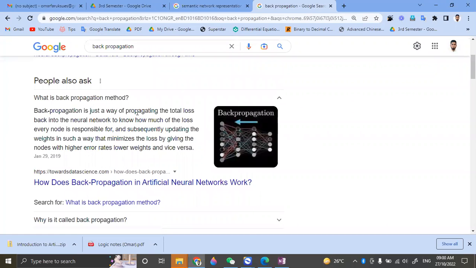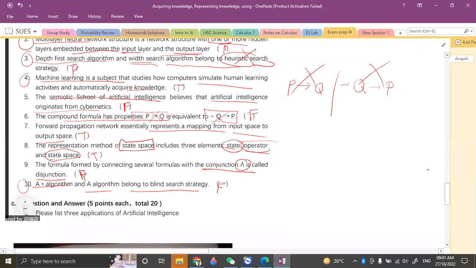Back propagation is just a way of propagating the total loss back into the neural network to know how much of the loss every node is responsible for, and subsequently updating the weights in such a way that minimizes the loss, giving the nodes with higher error rates lower weights, and vice versa. Don't you remember we submitted homework too, and we talked about back propagation?